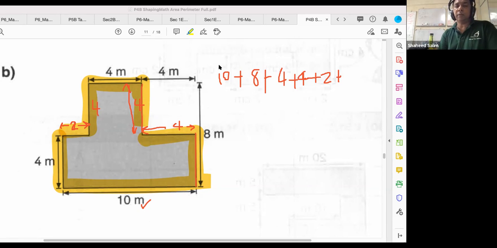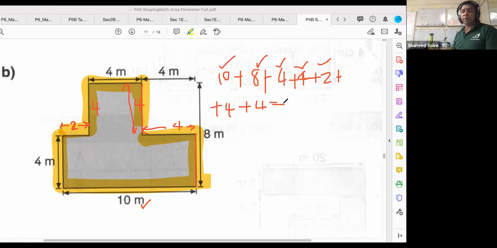Again, 10. Again 8, 4, and 4, right? Then this one is 4, 4, 2. The last one is plus 4, plus 4. And if you do it correctly, you will get the answer. So this is perimeter. So what's the perimeter? The perimeter is 36.